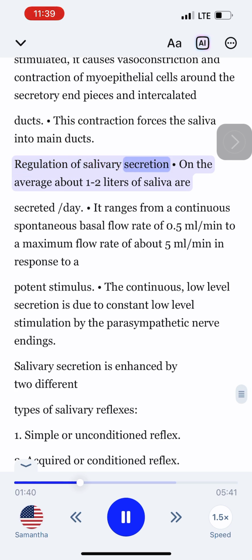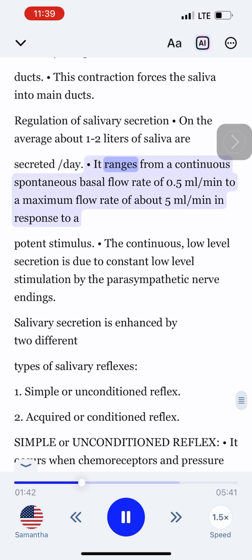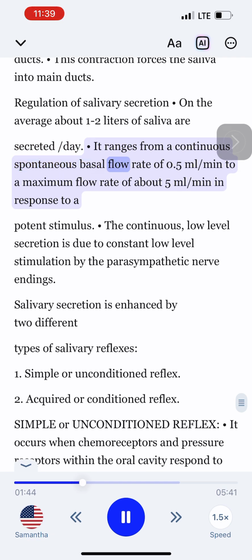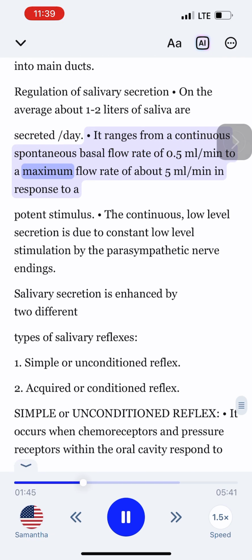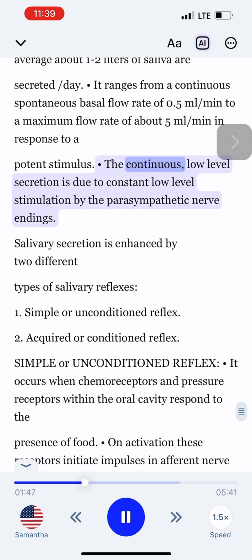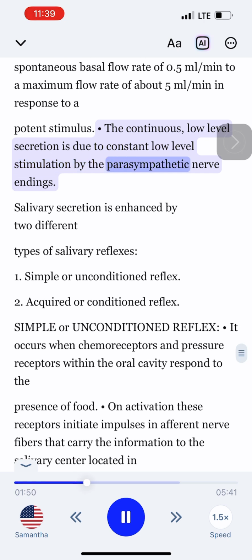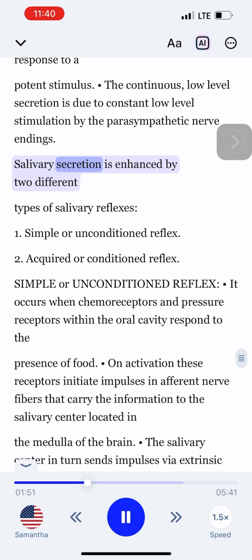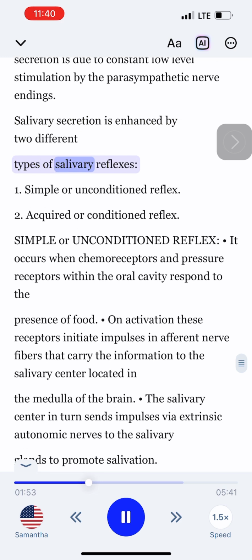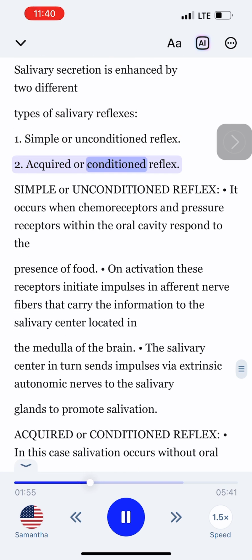Regulation of salivary secretion. On average, about 1-2 liters of saliva are secreted per day. It ranges from a continuous spontaneous basal flow rate of 0.5 milliliters per minute to a maximum flow rate of about 5 milliliters per minute in response to a potent stimulus. The continuous, low-level secretion is due to constant low-level stimulation by the parasympathetic nerve endings. Salivary secretion is enhanced by 2 different types of salivary reflexes: 1. Simple or unconditioned reflex. 2. Acquired or conditioned reflex.